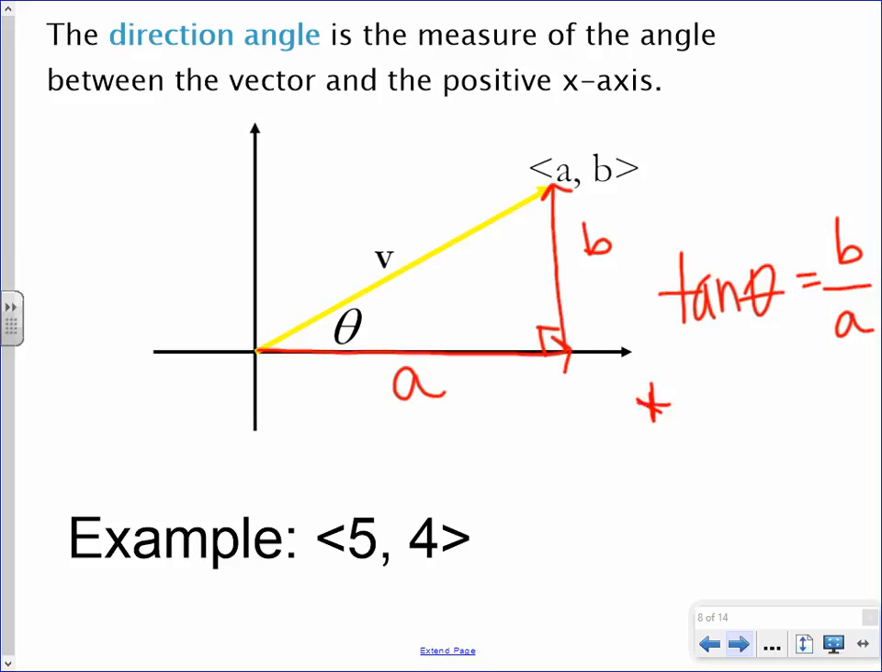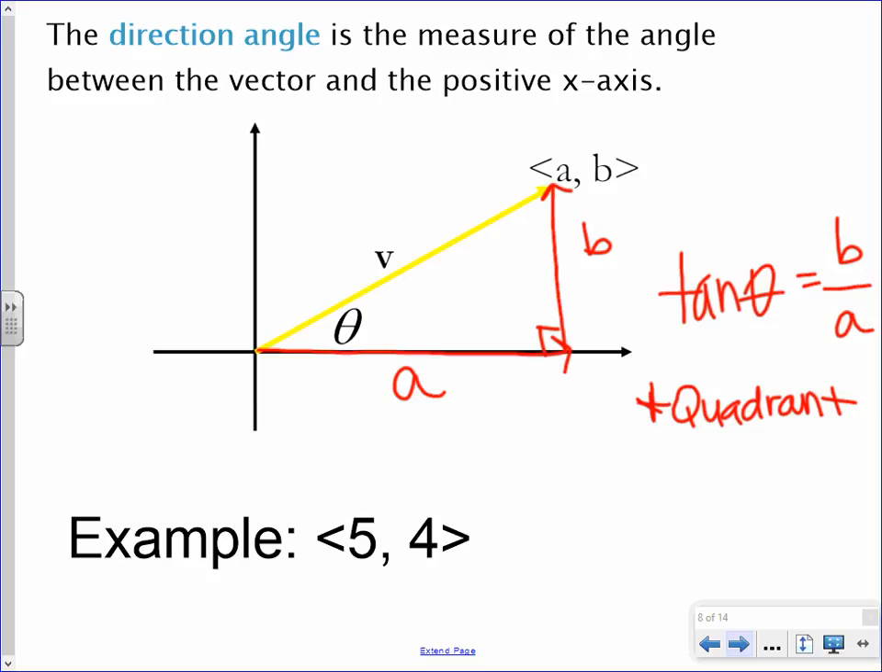The only stipulation I will make is make sure that the quadrant matches where your vector is located. If your vector is lying in quadrant 4, you better have an angle between 270 and 360. If your vector is in quadrant 2, you better have an angle between 90 and 180. So we're going to have to use our calculator and our brains combined to get this angle.